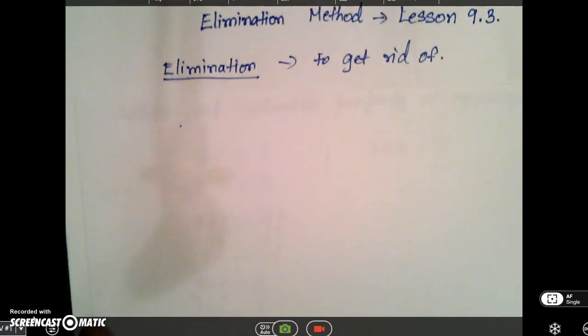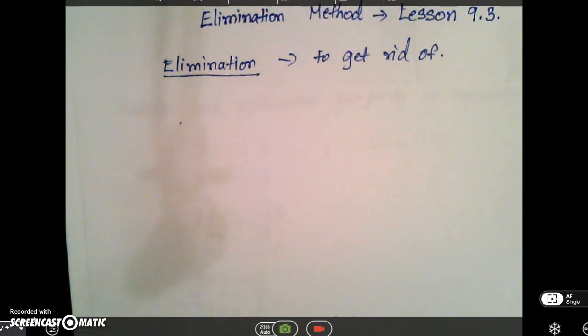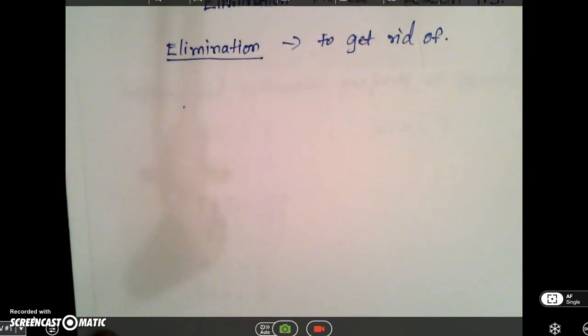So elimination means to get rid of. As the name suggests, we are going to eliminate one of the variables, either x or y, and we're going to find what the other variable is. Say if I eliminated x, I'm going to figure out what y is, and once I know what y is, I can come back and figure out what x is. Similarly, if I'm getting rid of y, I can figure out what x is. Then if I know what x is, I can come back to figure out what y is. So this is the elimination method in a nutshell.